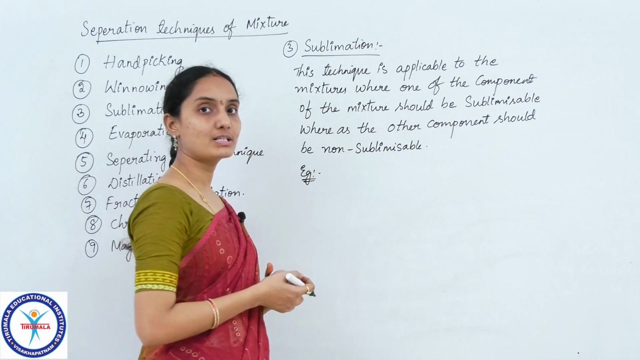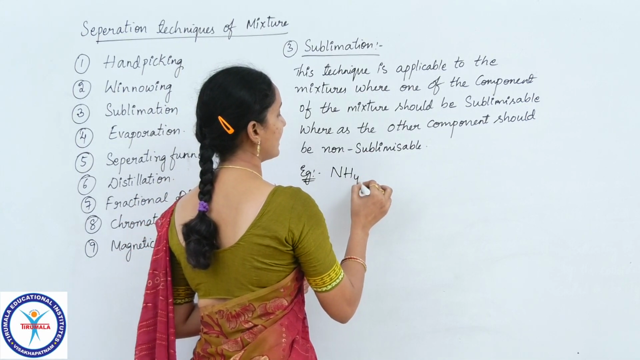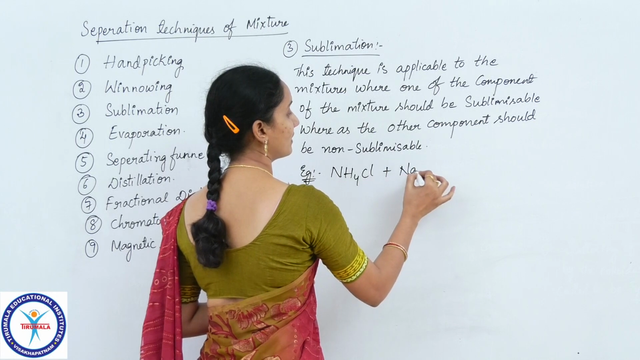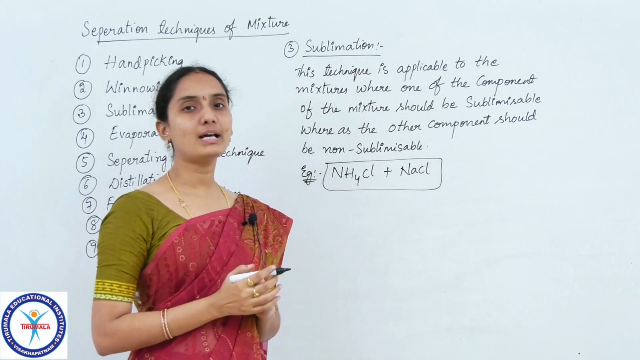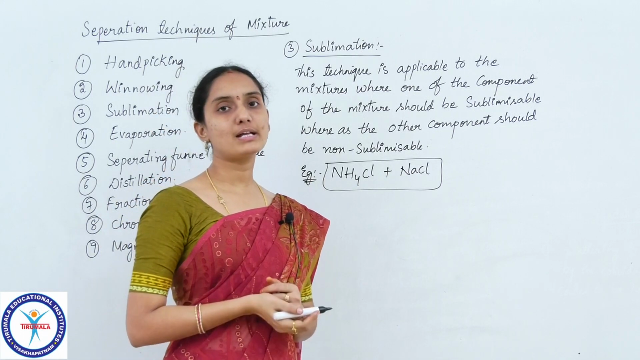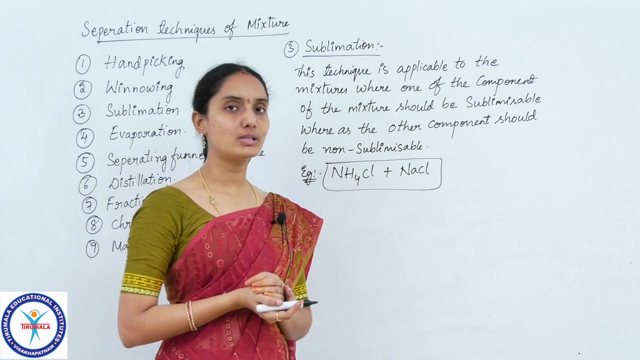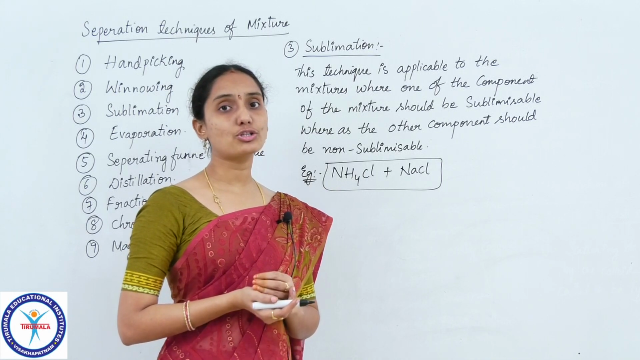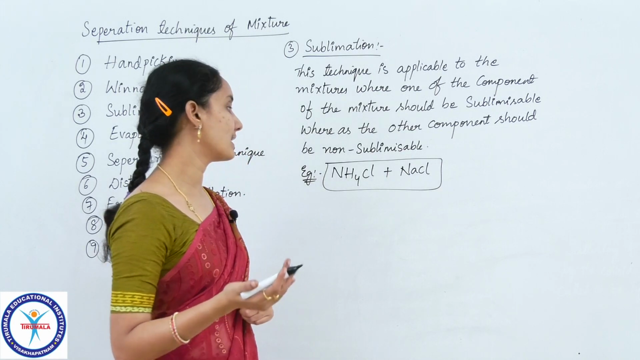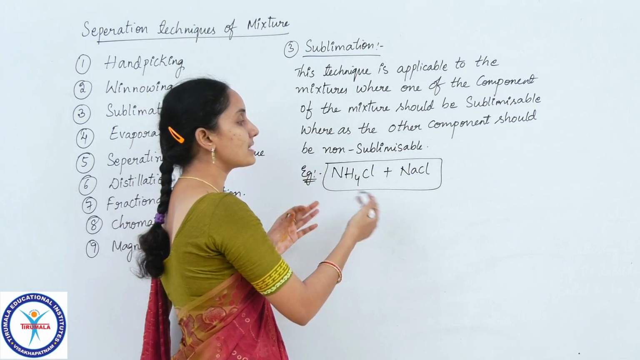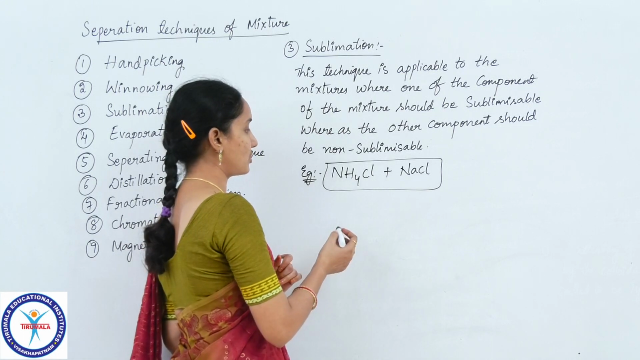So an example for such type of mixtures is, children, if you take NH4Cl mixed with NaCl, these two salts are generally very similar and very close in appearance to each other. They are both white in color and the particles of both the salts are very similar to each other, to be visible as a single salt. So now if you mix these two salts with each other, how can you separate this mixture?